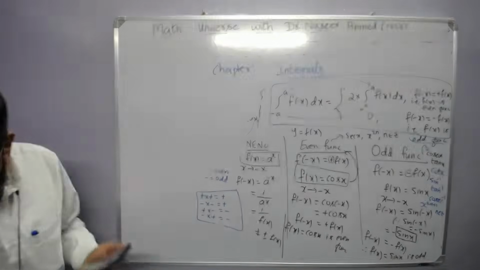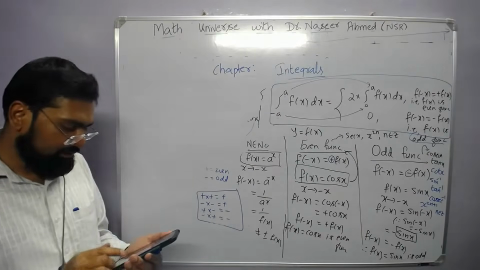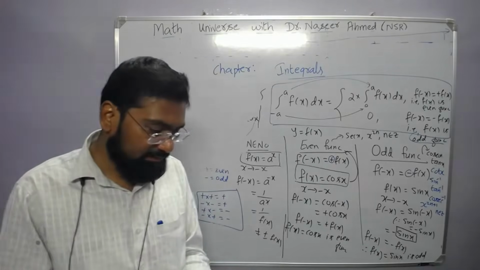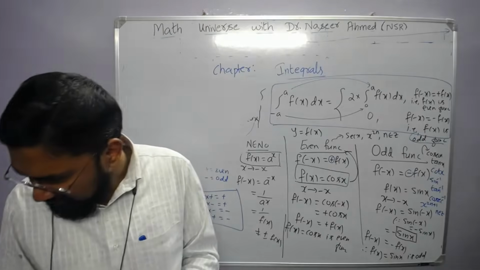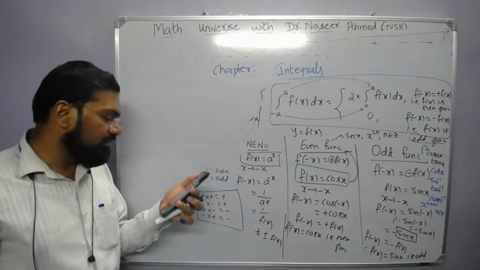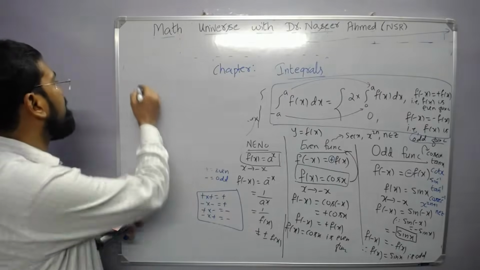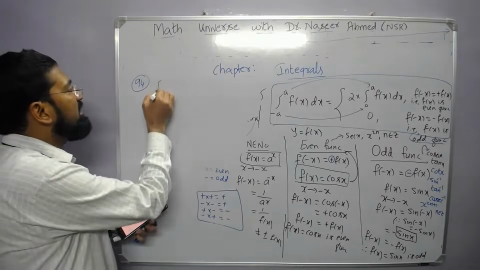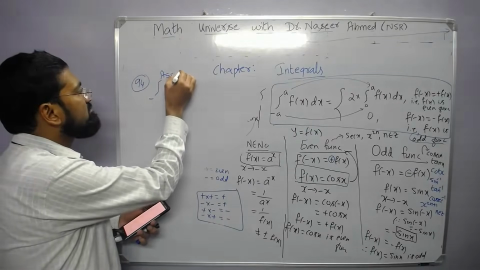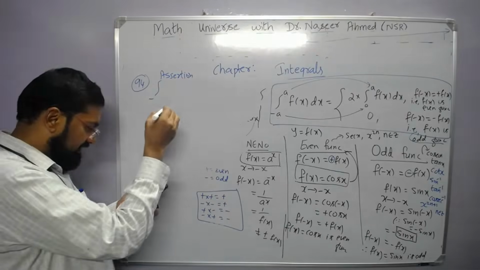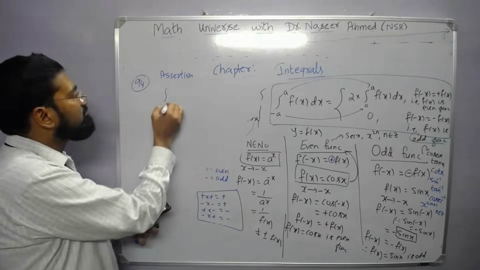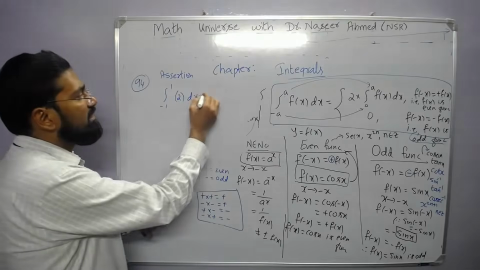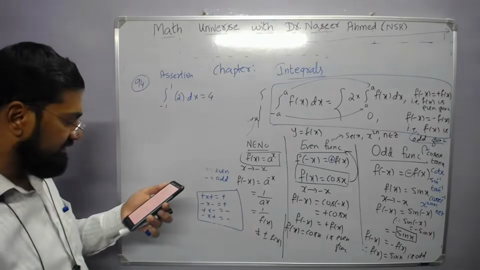I think we have one more on this in the model question bank they have given. Now see, it's an assertion reason type question. Kindly listen carefully and pay attention. Coming to assertion reason type question number 94, again it is on the even and odd concept. This is the assertion: integral from -1 to +1 of 2 dx is 4.